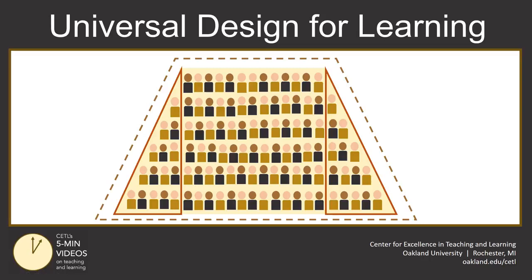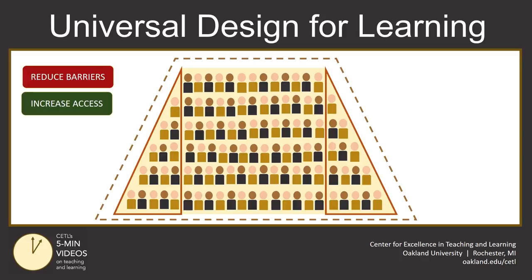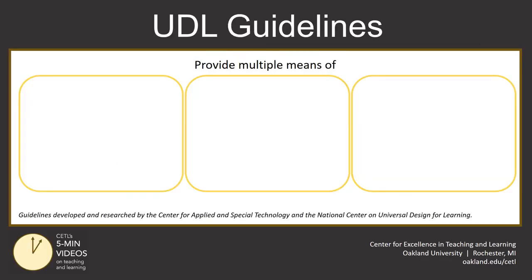Universal Design for Learning, or UDL, is a design framework that instructors can use to reduce barriers students face in the classroom and increase access to opportunities to succeed. In this video, we're going to explore 3 UDL guidelines, which have been developed and researched by the Center for Applied and Special Technologies and the National Center on Universal Design for Learning.